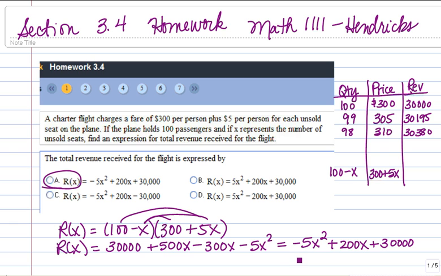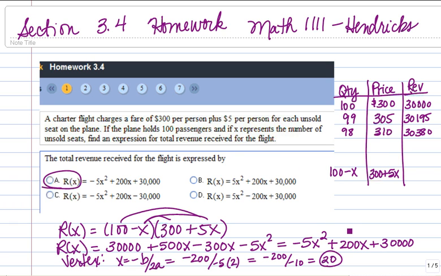Now then you can even go on to find out how many tickets you would have to sell to maximize your revenue, right? This is a parabola that opens down. And so if we wanted to figure out how many tickets we needed to sell to maximize the price, we would need to find the vertex. So we would have to do negative B over 2A, which in this case would be negative 200 over 2 times negative 5. Okay, I put in my A first, sorry about that. So that's negative 200 over negative 10, which would be 20. Now understand what X represents. X is the number of unsold seats. So the company would have a maximum revenue if they had 20 unsold seats. Okay?